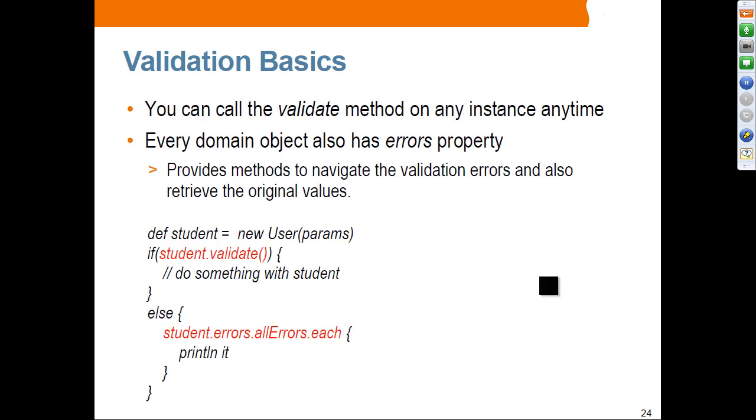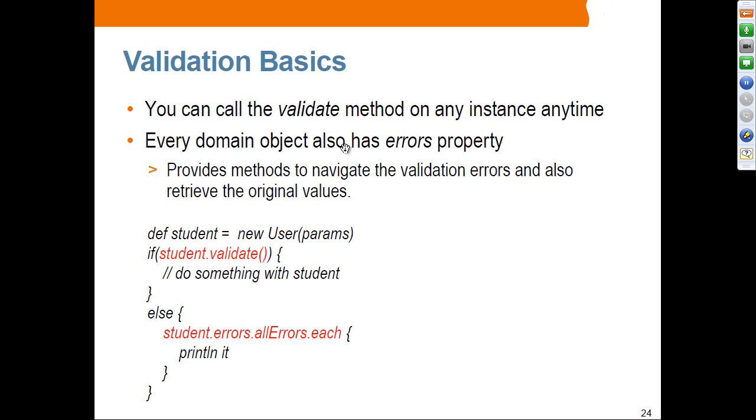So, validation basics. You can call the validate method on any instance at any time. If you create a brand new user object with some kind of parameters, it could be named arguments, or it could be something coming from the user, and you can call the validate method. If it is valid, then you can perform certain things. If it is not valid, then you can do something about it. In this case, we are just printing all the errors relevant to that particular object.